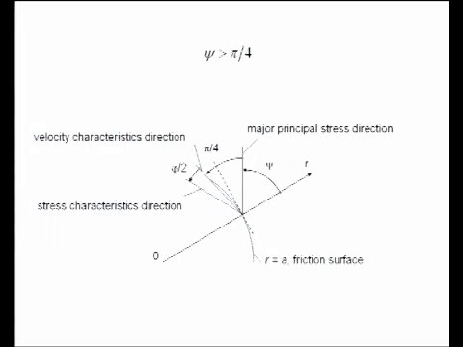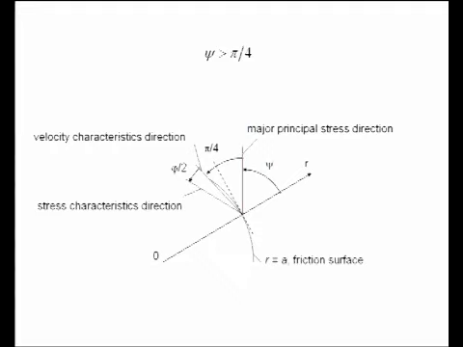If psi is larger than pi over 4, then we have the following structure of characteristics in the vicinity of the friction surface. So this is the friction surface, and this is the major principal stress direction. There are two characteristics here. One is the velocity characteristic, and the other one is the stress characteristic.